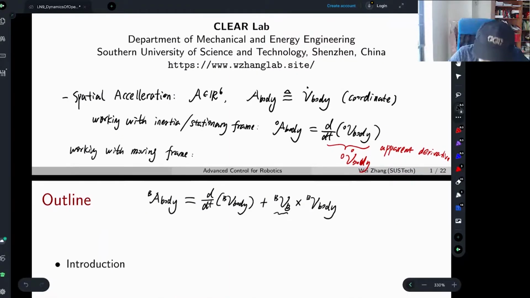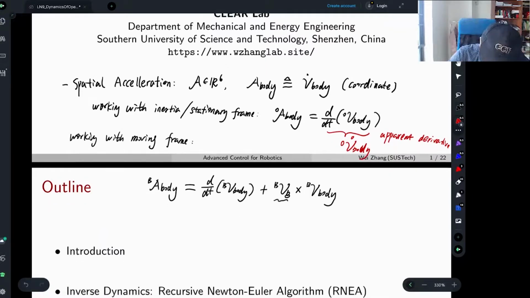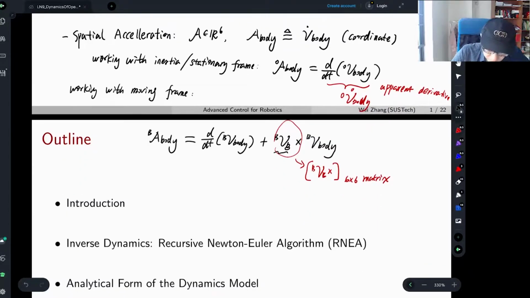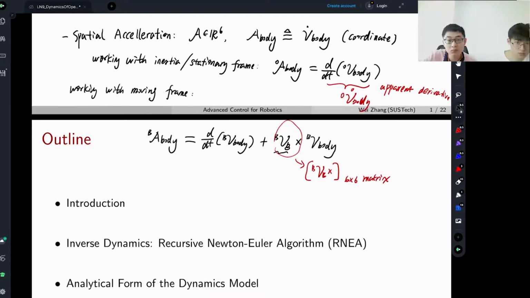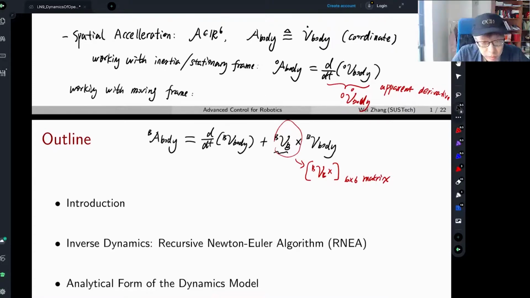That's the rigid body, and this is the frame B's velocity. Overall, this guy, V_B^B cross, is a 6x6 matrix. Sorry, this is the matrix representation of that spatial cross product.